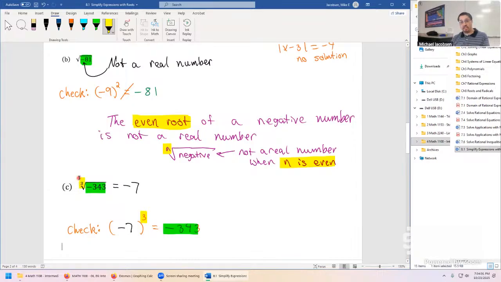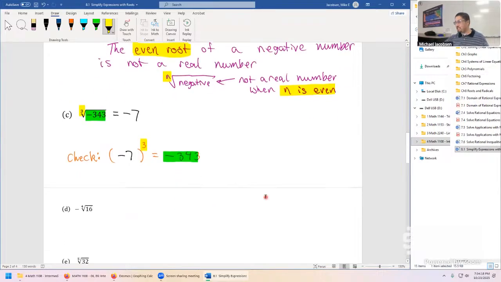The odd indexes are the easy ones. There's no trick questions whatsoever with the odd index, and there's only one root ever. We don't even need the concept of a principal root. There's just only one way to make the negative come out. You had to pick a negative 7.